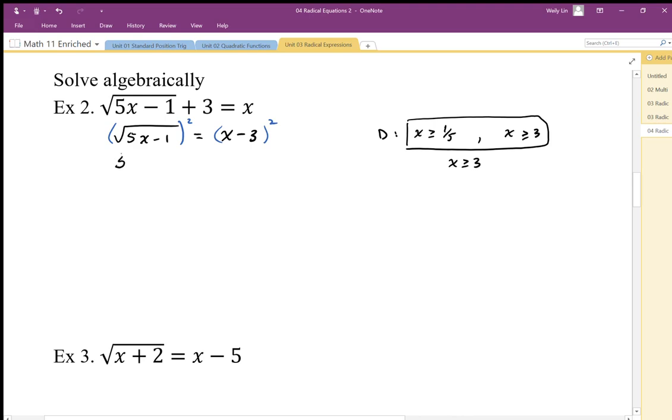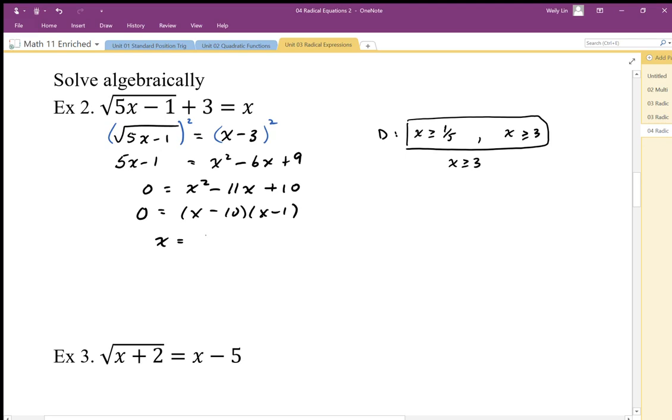So here I'm going to end up with getting rid of the square root. I have to remember that there's a minus there, so I have to FOIL. Okay, it's a quadratic, so I need to make it equal to 0. So I'm going to minus 5x from both sides. I'm going to add 1 to both sides. Okay, this looks like it's factorable. (x minus 10)(x minus 1). So we end up with x is equal to 10 and x is equal to 1.